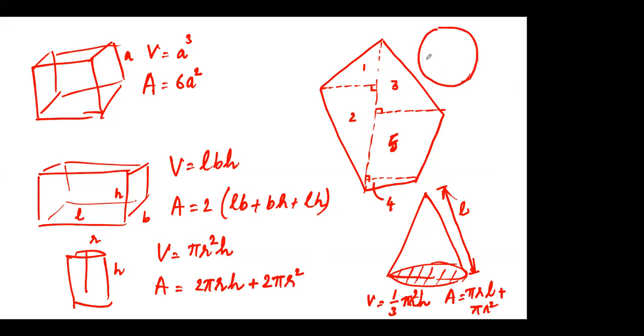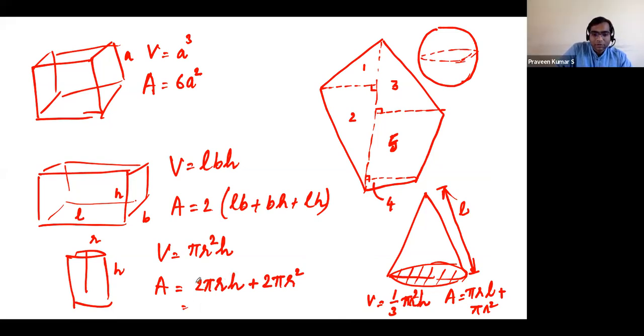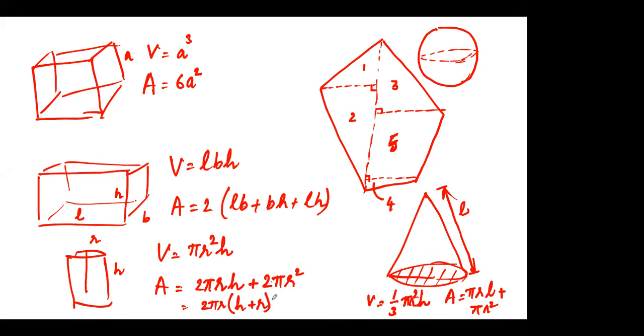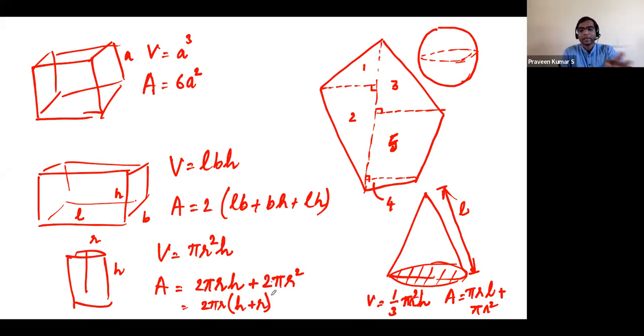Sir, for the surface area of cylinder, there is a formula 2 pi r (h plus r). Is it correct? Yeah, so the same thing. If you take 2 pi r common here, h is left, and then there is an r here. That's how you are getting that formula. Okay, sir. So I've written the same thing here.